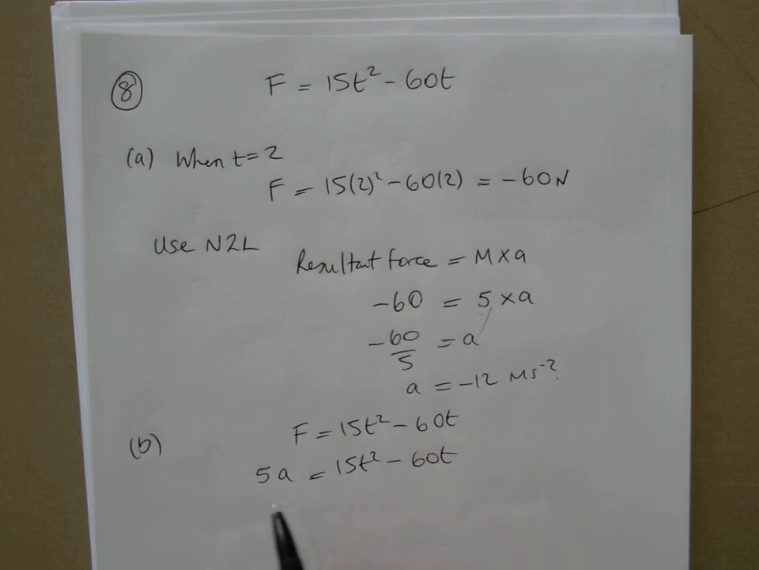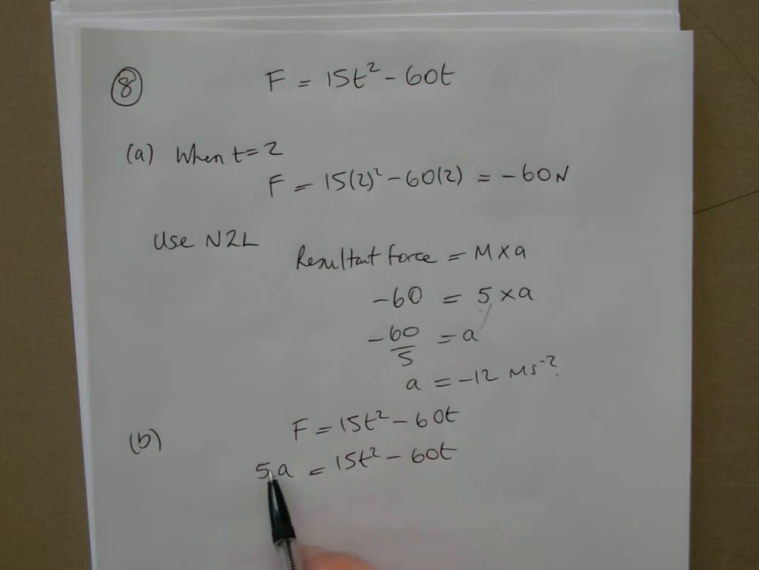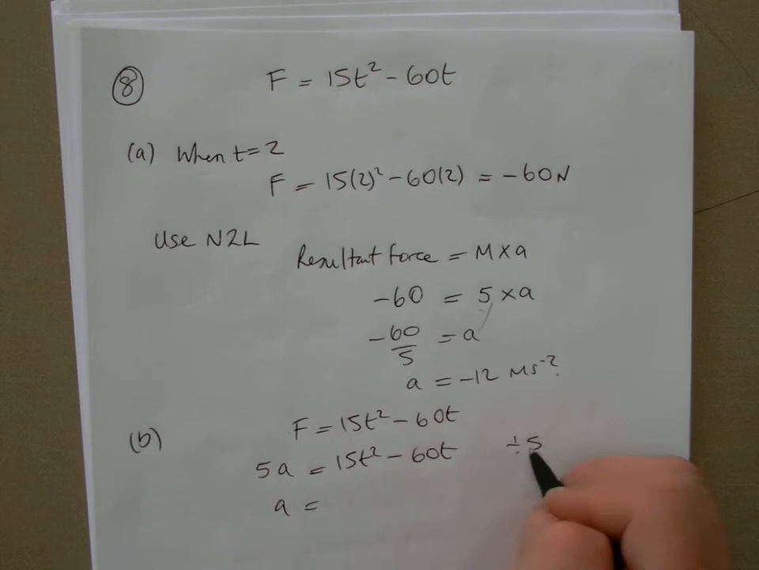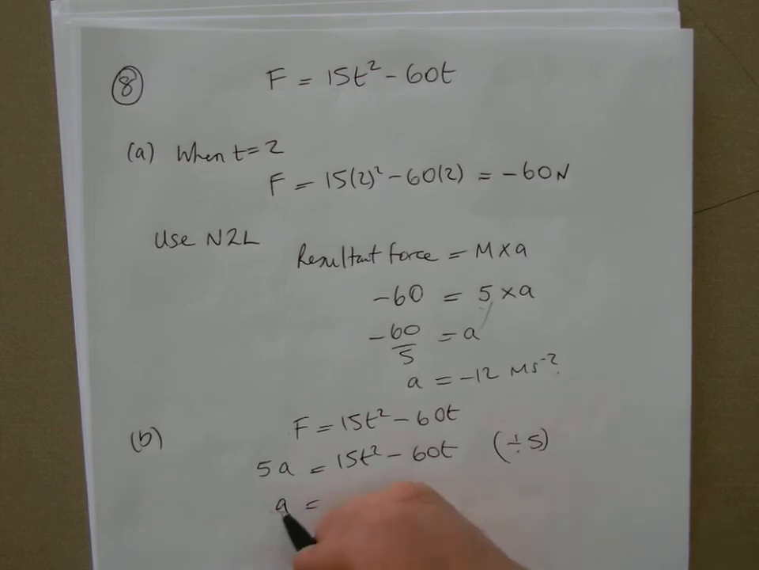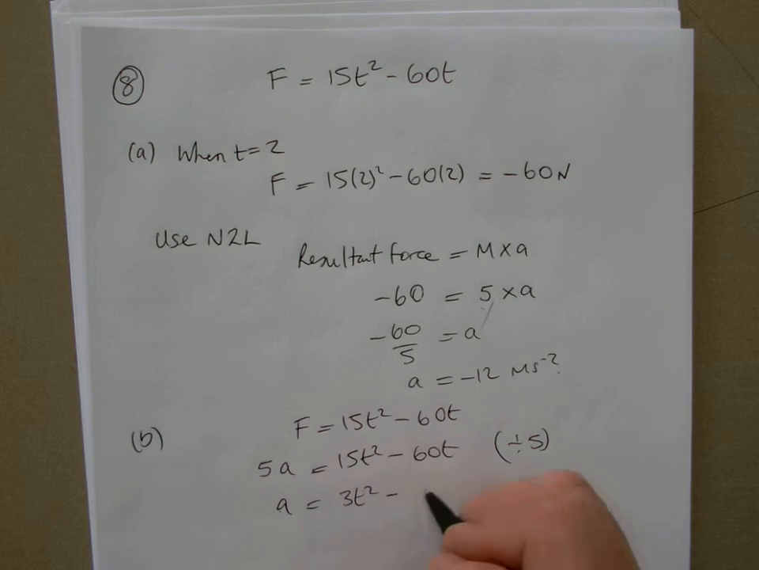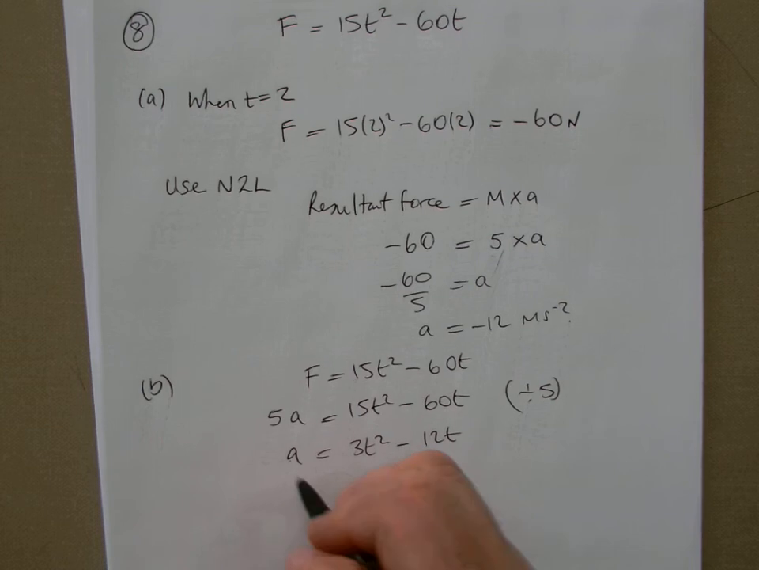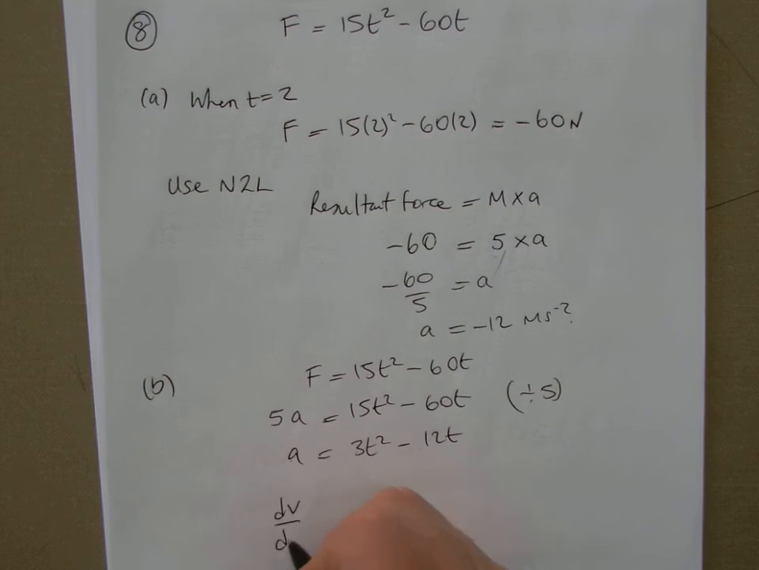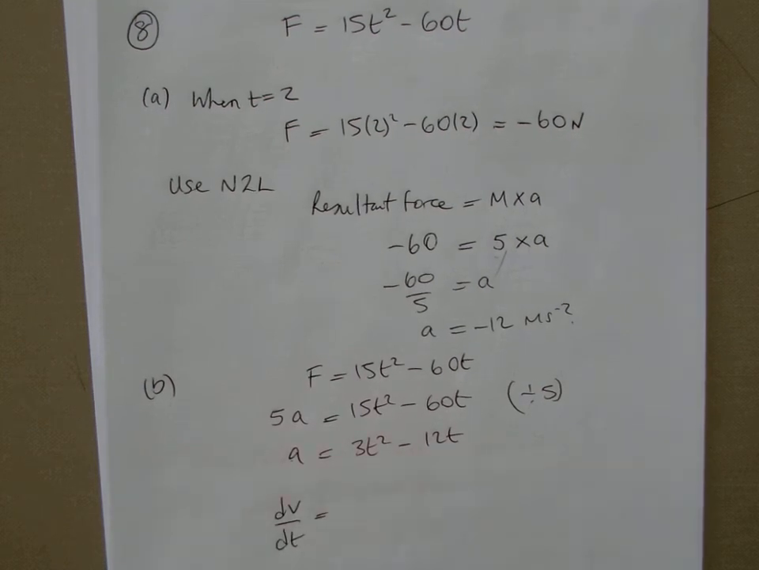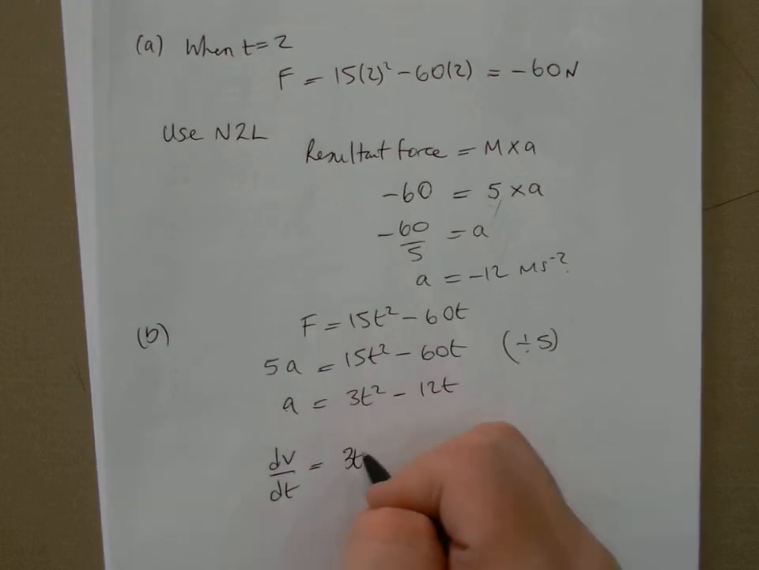Using Newton's second law, that force is mass times acceleration. So to get the acceleration, you're going to divide that by 5. So we get a there, that becomes 3t squared, and that becomes 12t. Now to get the velocity, you just need to appreciate that acceleration is simply the rate of change of velocity. It's measuring how velocity changes with respect to time. So dv by dt is what acceleration is.